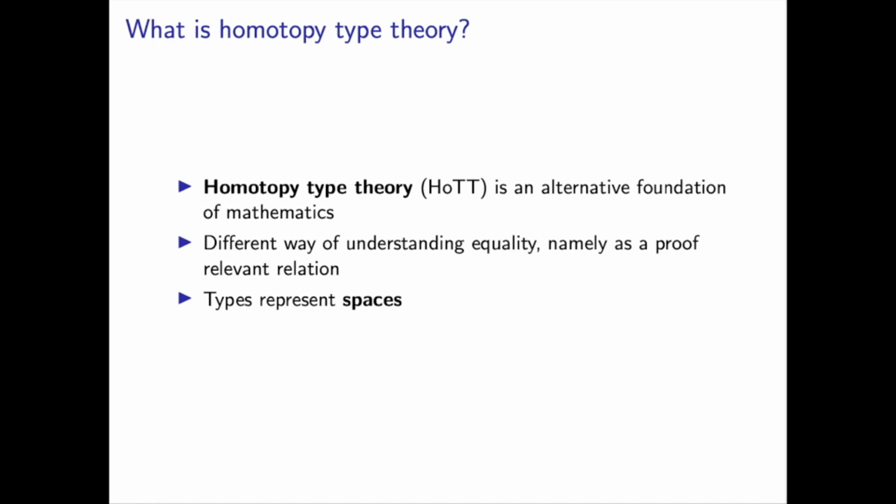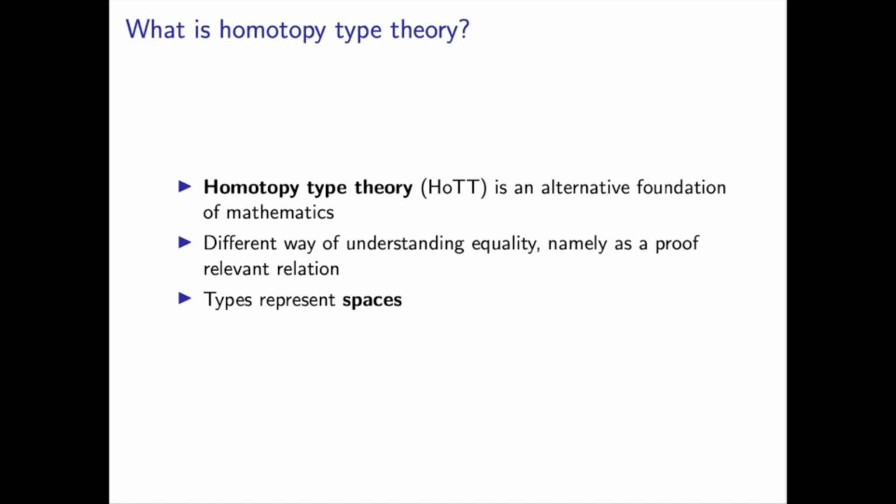It is a variant of type theory, and thus we have both types and terms in this setting. The interesting aspect of HoTT is the treatment of equality. In type theory, equality is usually represented by propositional equality. That means if we have terms A and B of type A, we have a type A equals B, and terms of that type represent proofs of equality. The type A equals B is called propositional equality.